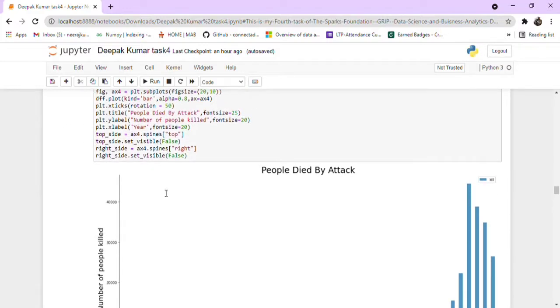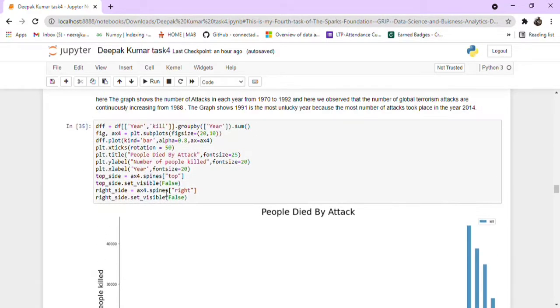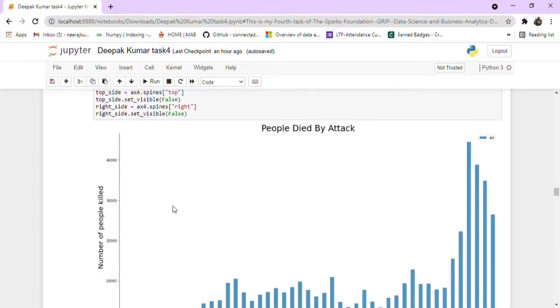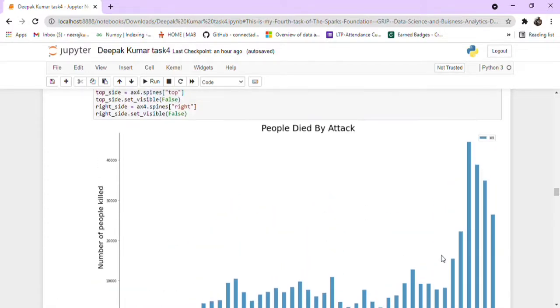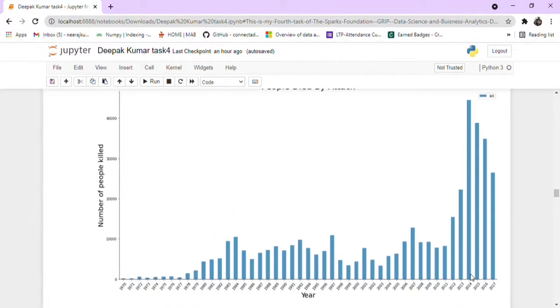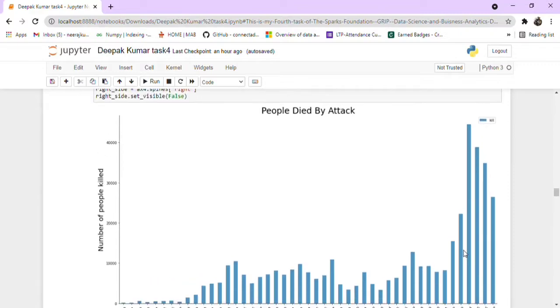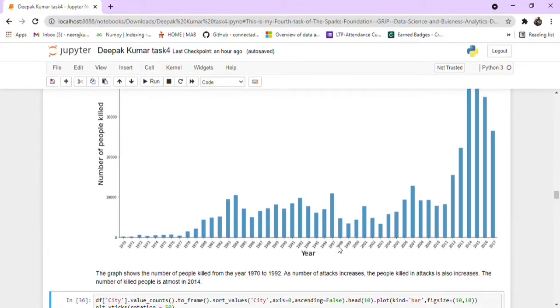After that, to see how many people died, I again drew a plot: number of people killed versus year. The maximum number of people were killed in 2014. In 1998 it decreased, and in 1990 it was the least after 1970, but again it sharply increased each year. Nowadays, in 2017, it is decreasing, which is a good thing for us.